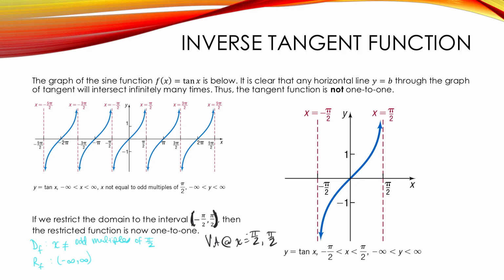And so when we start talking about our inverse here, the domain is going to be all real numbers. So our domain for our inverse will be all real numbers, so negative infinity to infinity. And our range of our inverse is now going to be y cannot equal odd multiples of pi over 2.